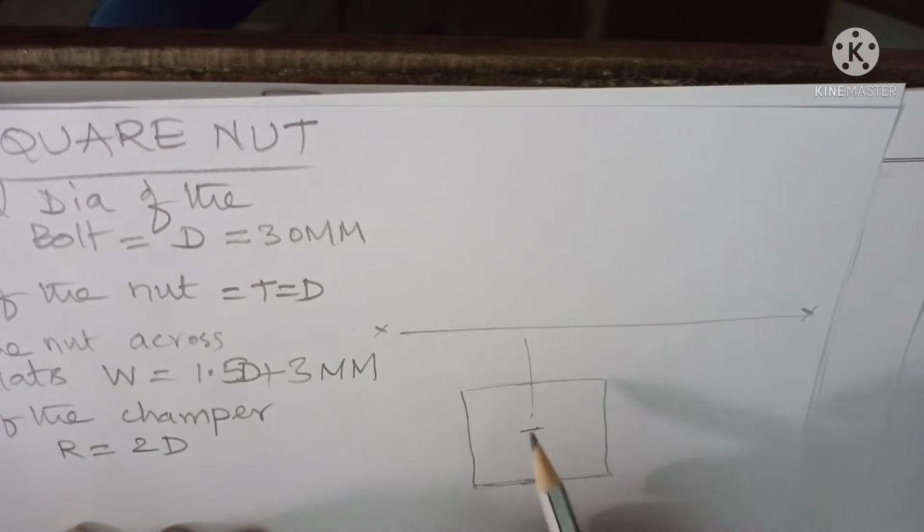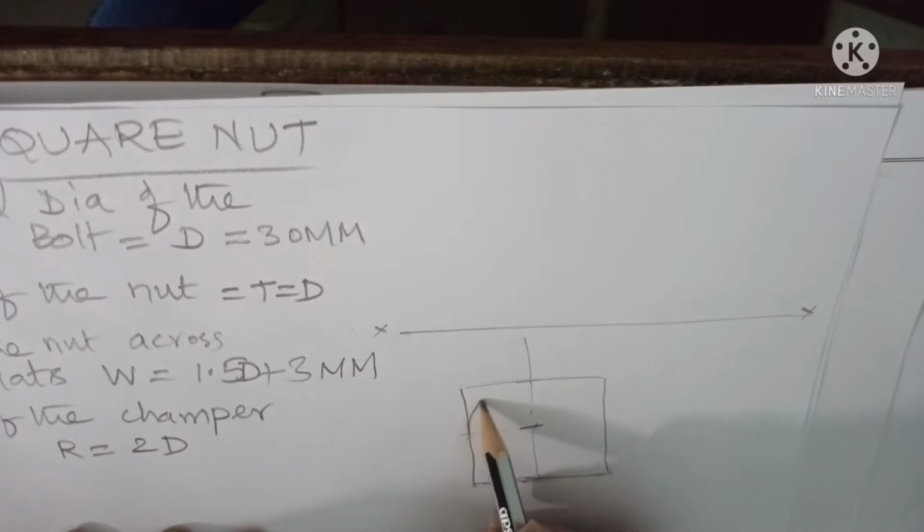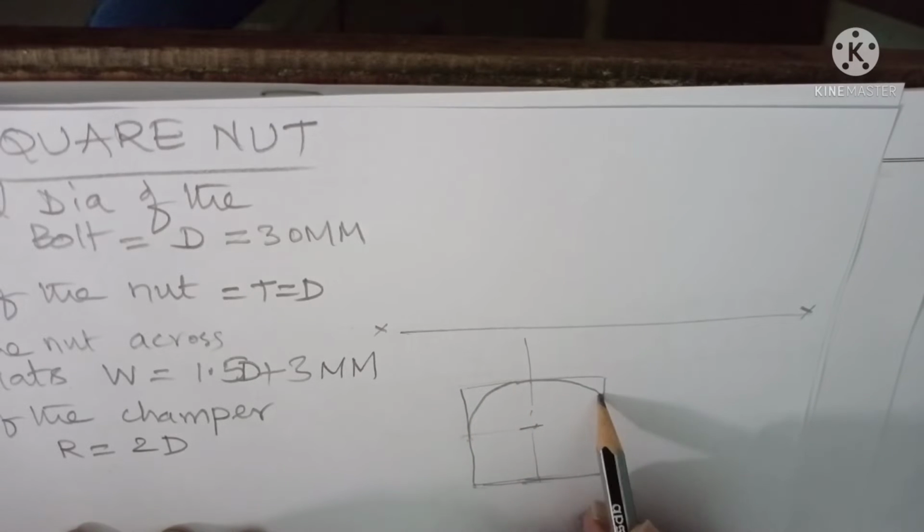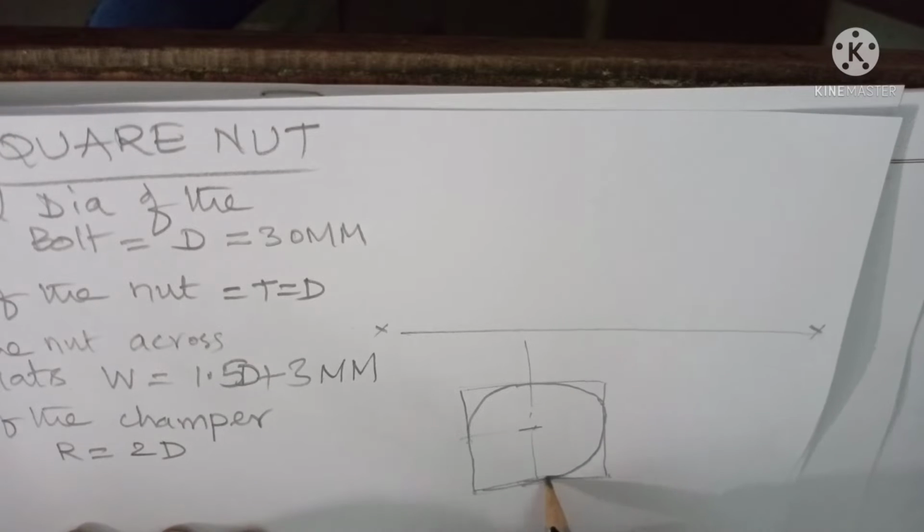Now draw the circle by taking this as the radius. Just incorporate the circle into the square. So we are going to have the circle like this. The circle is visible like this in the top view.